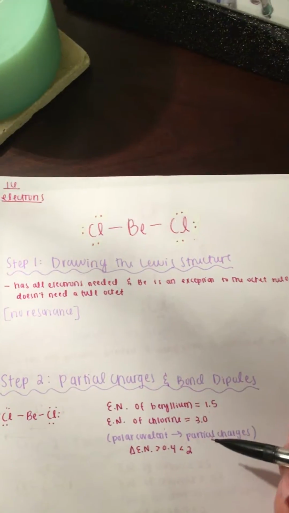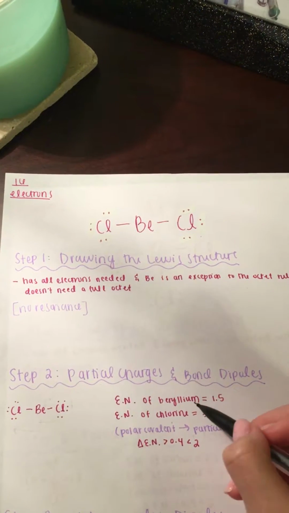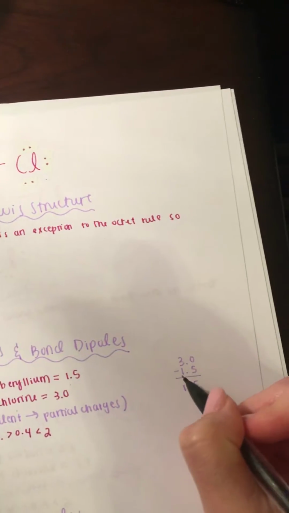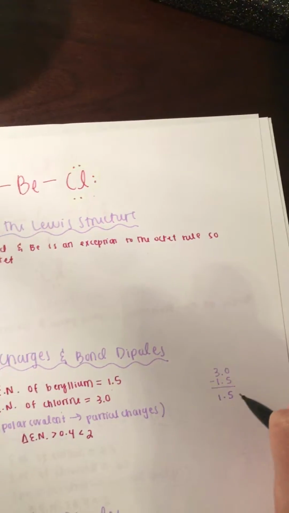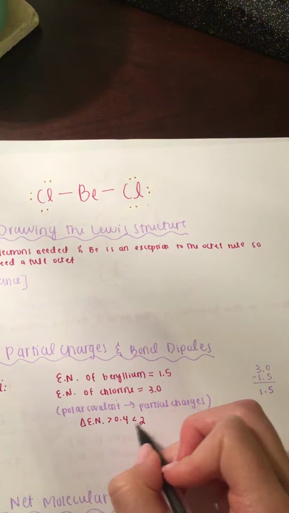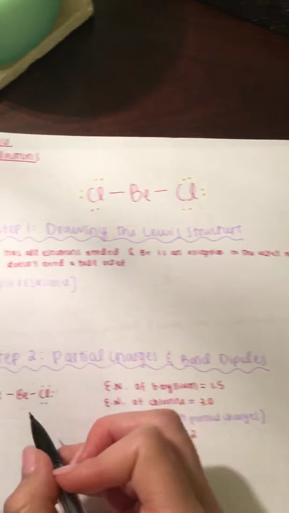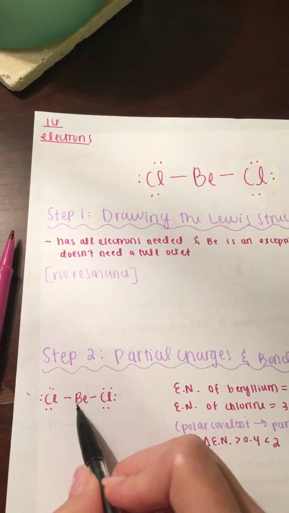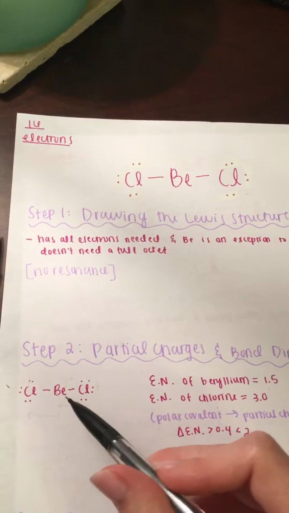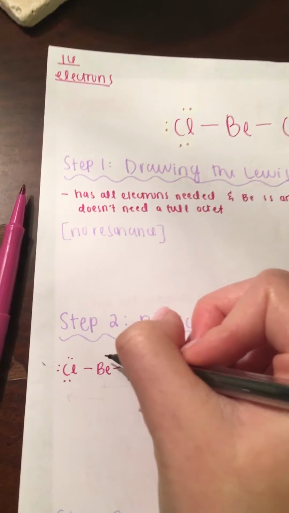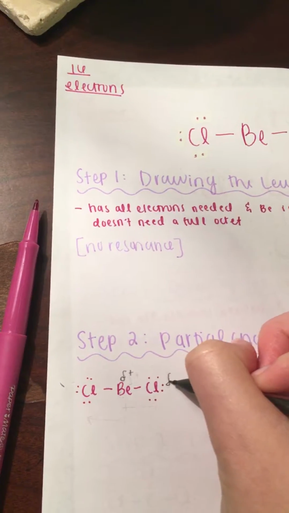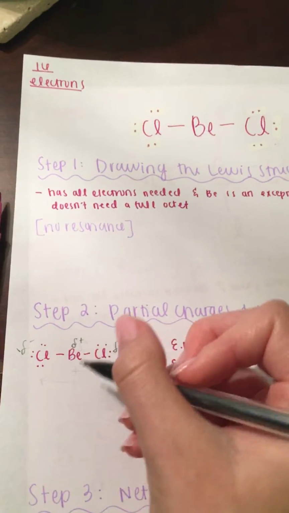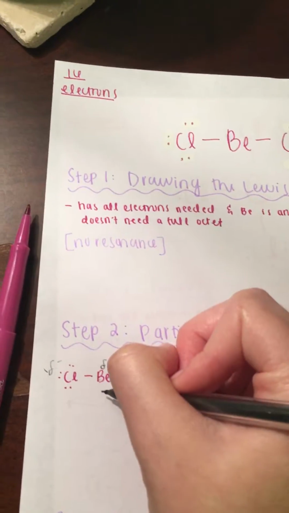So now looking at the partial charges and the bond dipoles. Beryllium has a 1.5 and chlorine has 3.0. So looking at my little calculations, it's 1.5. Again, that is between 0.4 and 2, so it's a polar covalent bond between these 2 atoms, with partial charges. So can you guess what beryllium is? Does it have positive or negative? It has a positive because it is less than chlorine, and the chlorine has the negative because it wants those electrons more. So with that, we can draw the dipoles.